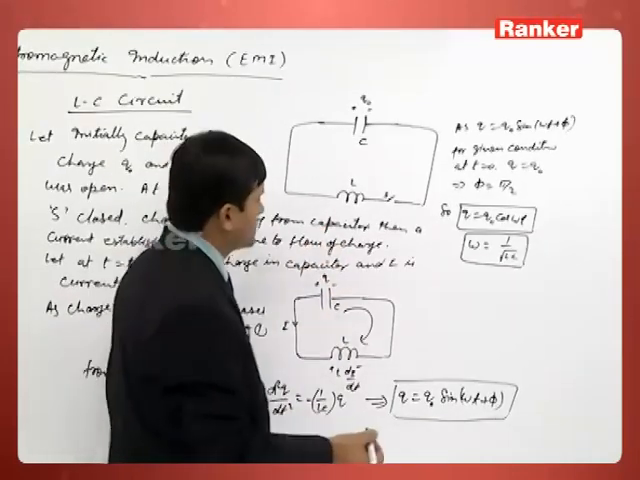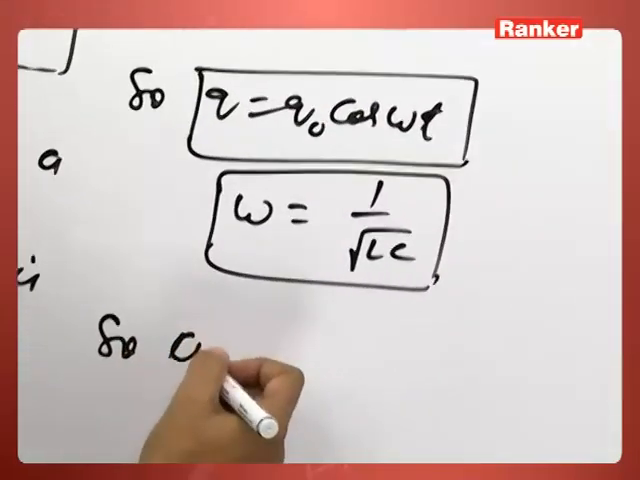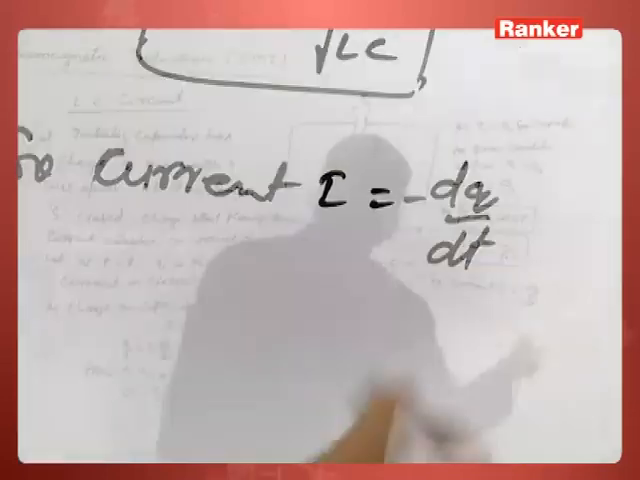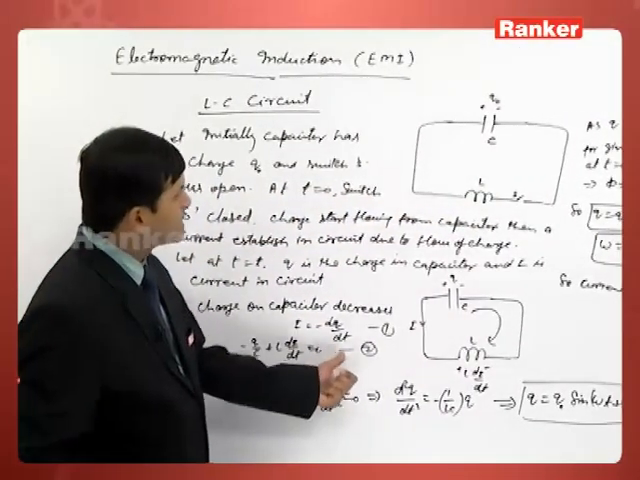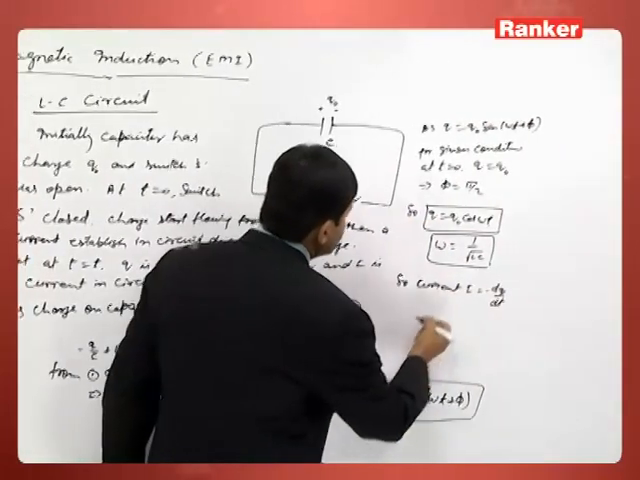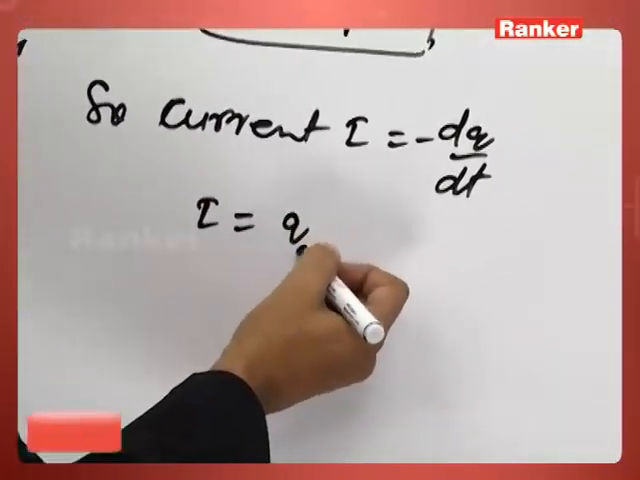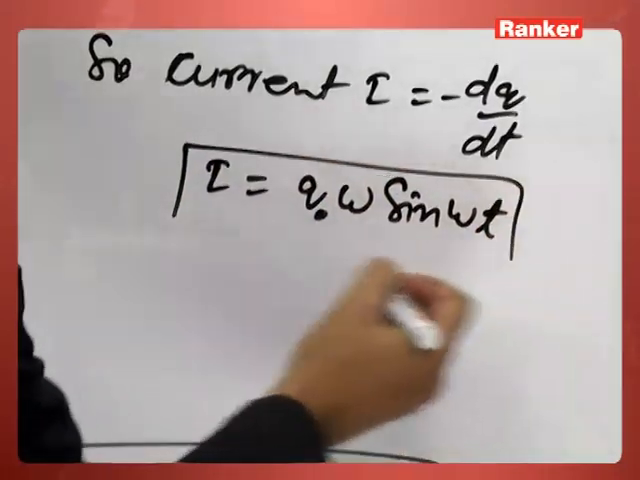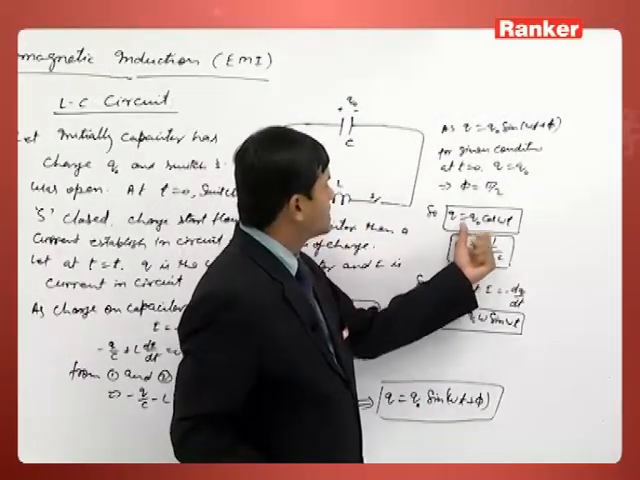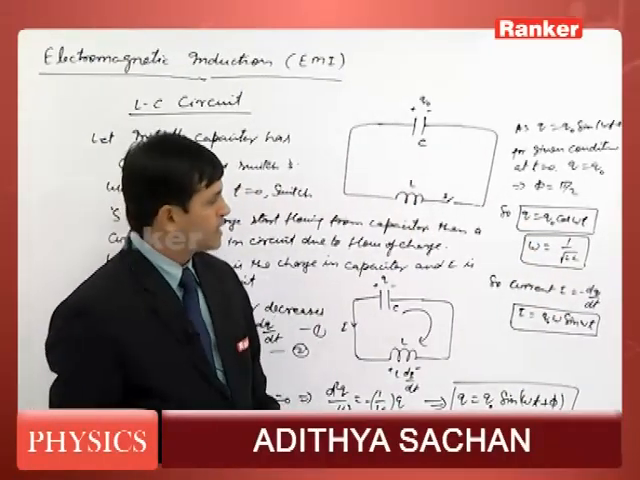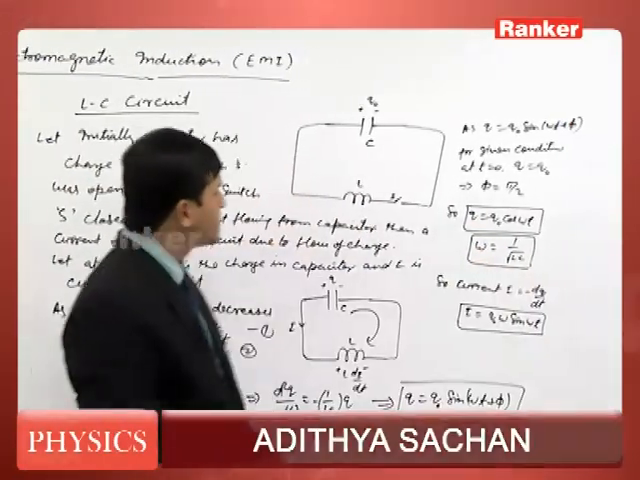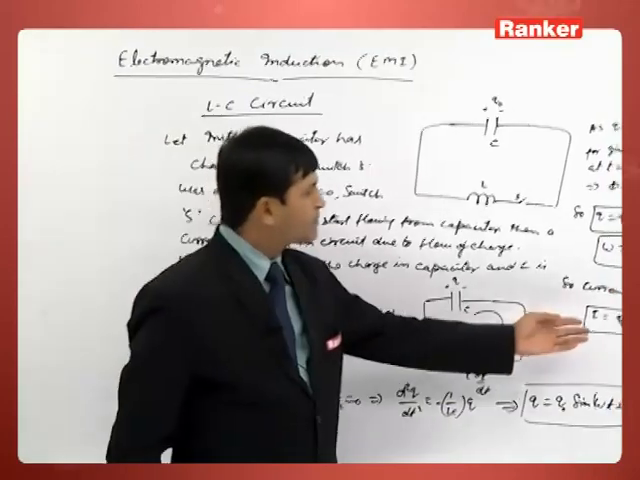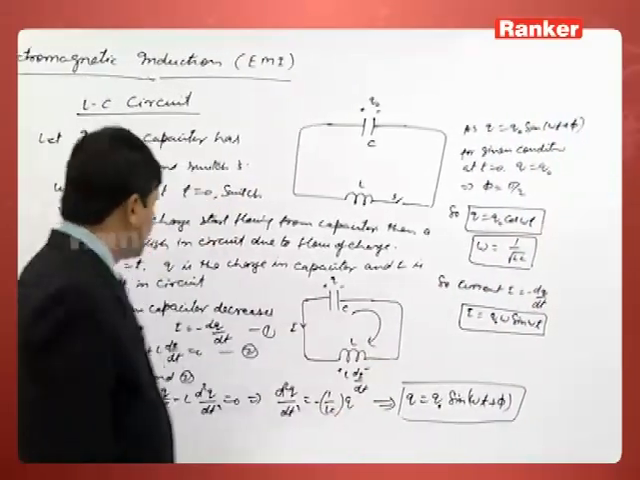Now if I am talking about the current, I is minus dq by dt. If we differentiate here, we get I equals Q naught omega sine omega t. So current varies according to a sine function and charge varies according to a cos function. From that we can have an idea: the variation of charge on a capacitor can be plotted, as well as the variation of current in the circuit.